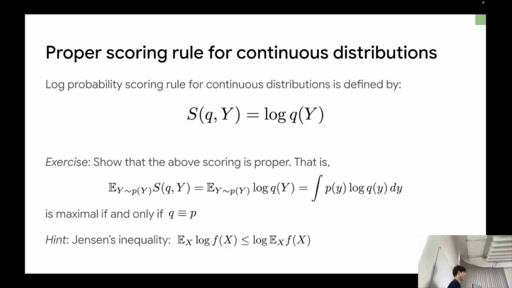One example of proper scoring is, again, the log probability scoring rule. For the density function, you're taking a pointwise log value at each point in your density. When a new sample y comes in, you're just going to measure the density value at that y point, then take the log of that, and that's your proper scoring. Again, this is an exercise to show that this scoring is proper. In other words, the integral over log of Q of y, where the weighting is given by the true distribution P of y, is maximized if and only if Q is equal to P.